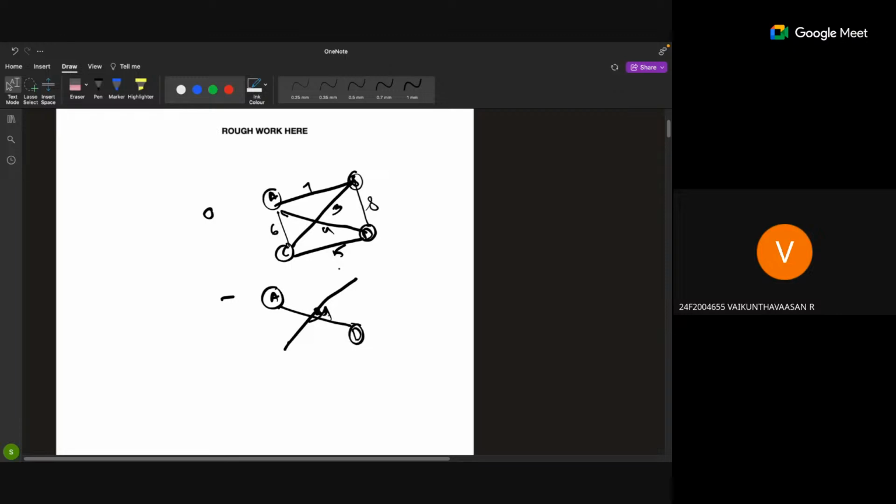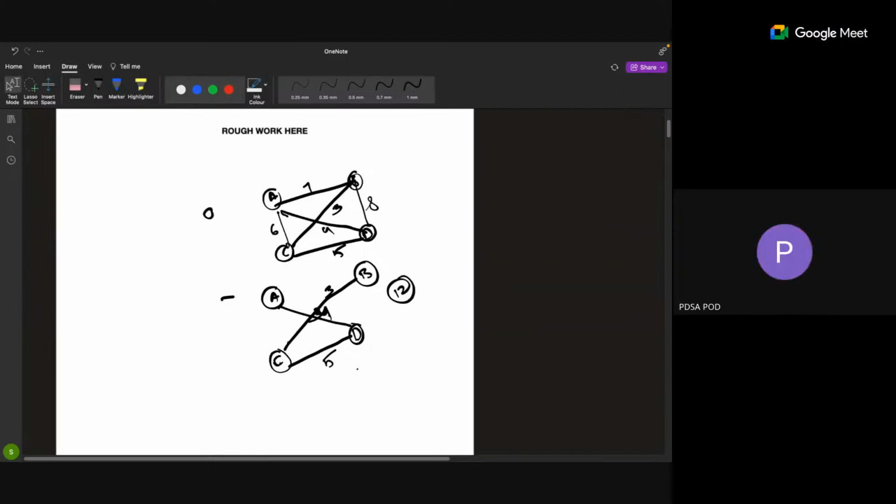But there is no connection. Wait, C and B. This is 3, this is 4. Now still one more component is required. So one more edge we are selecting is this one, C to D. If it is connected, is it forming a cycle? No. It's not forming a cycle, so we are selecting it. So the minimum cost spanning tree we got has a total of 12. Is it right?